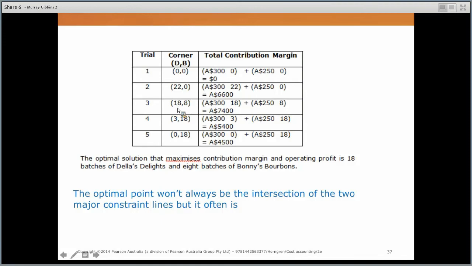We keep doing that for each of them, and it looks like the highest revenue is this one here, where the mixing and the baking department line cross. When we sell 18 lots of Della, 8 lots of Bonnies, that's 300 times 18 plus 250 times 8 gives me 7,400. We've maximized the revenue.